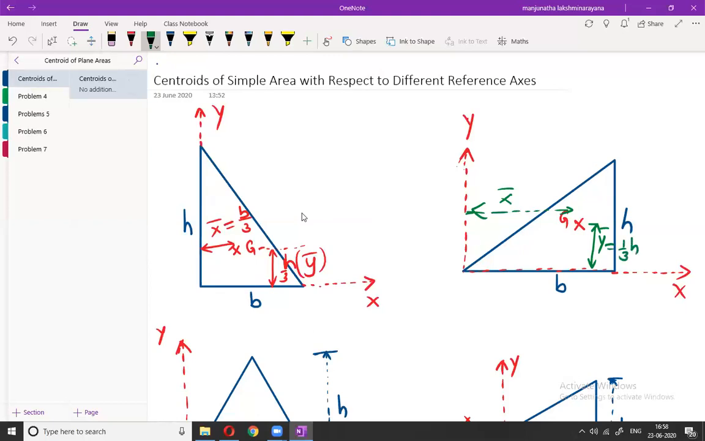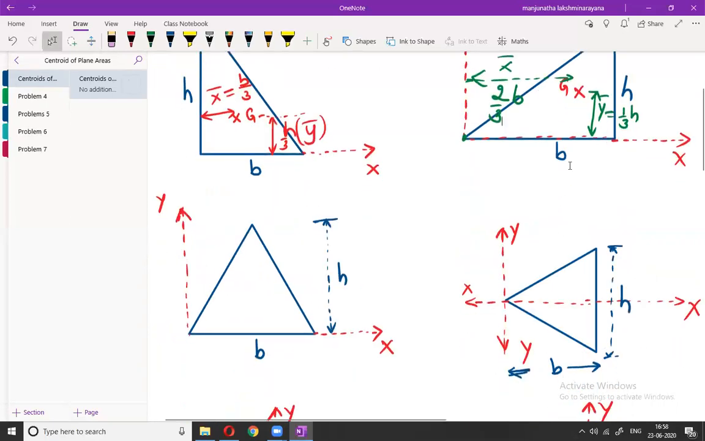Next, in the horizontal direction, this will be the base, this will be the height, and this will become the apex of the triangle. From the apex of the triangle, the centroid will lie at a distance of 2/3 of the width in that direction, so 2/3 of b. Understood? That's how we have to find out the centroid in this case.